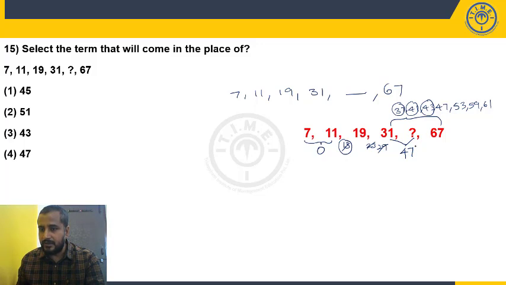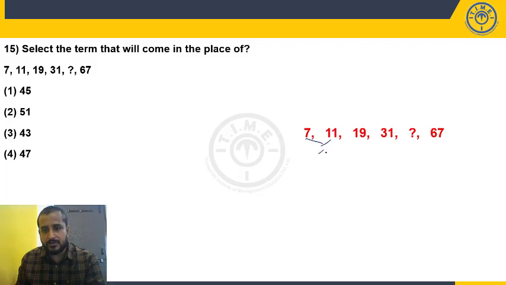If it is 47, next should be 4 numbers missing, right? 53, 59, 61, 67. But here also how many are missing? Only 3 are missing. So it is not the pattern. Have you understood the logic? Yes. The difference is not with the logic of prime numbers. Then what could it be? Let's see.